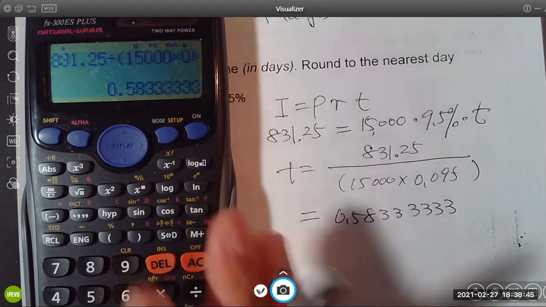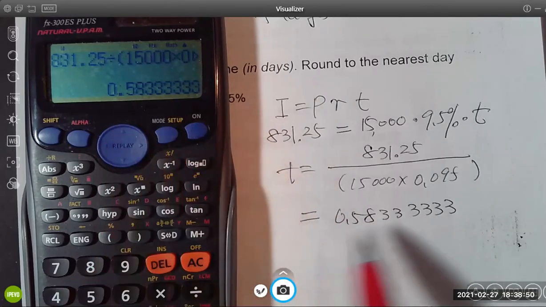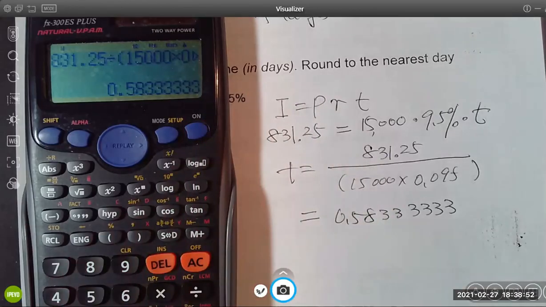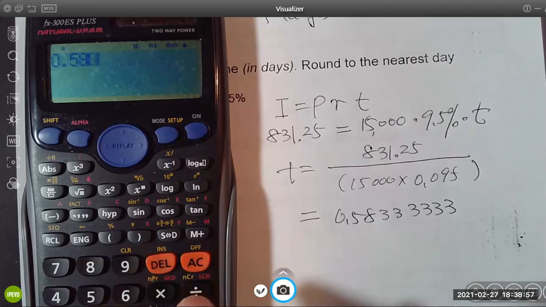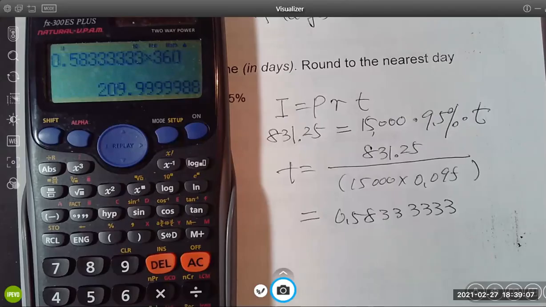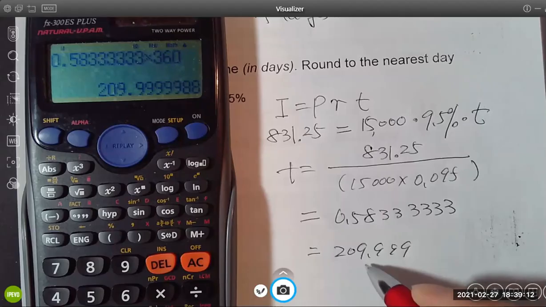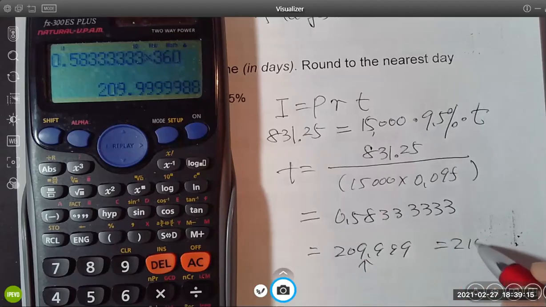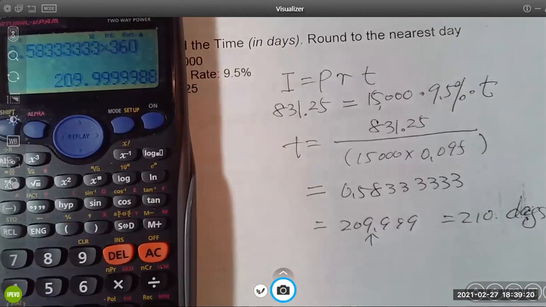Okay. So I'm going to retype this because the actual digits on the screen are more than that. They have counted digits, they just don't display it. So I'm going to retype this. 333. 8 non-zero decimal digits, right? Convert this one to days, times 360. What do we have? What we have is 209.999, so many nines. We need a whole number. You know, this is 210 for sure. 210 days.